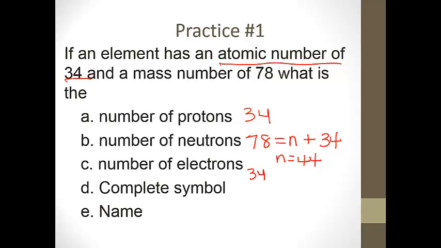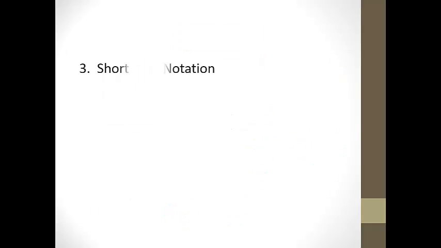So we need to find number 34 on our periodic table, and notice that it is symbol capital S, lowercase e. Make sure that if it does have two letters that the second one is lowercase, and the name of that one is also on the periodic table, and it is selenium. So that would take you through your first practice problem of how to use the periodic table and take some of those numbers off of there to help us find our protons, neutrons, and electrons.